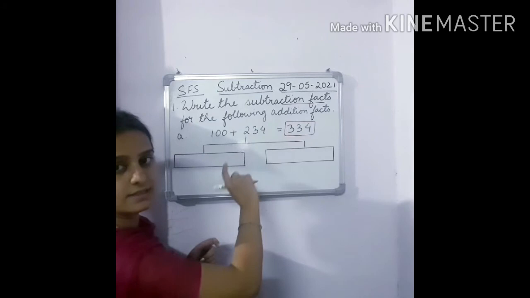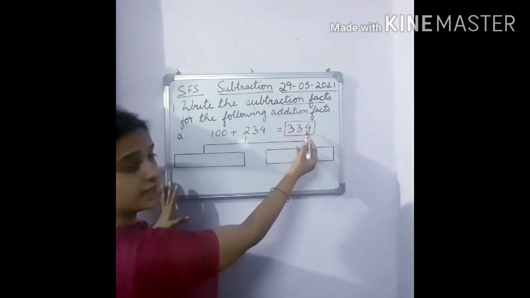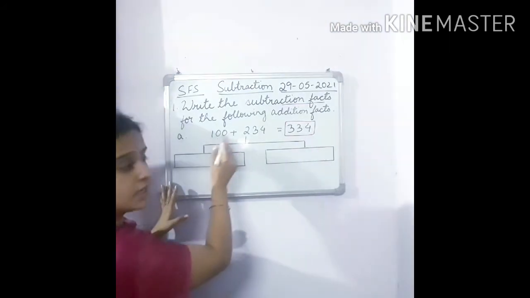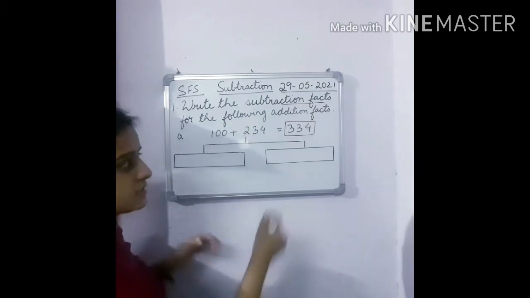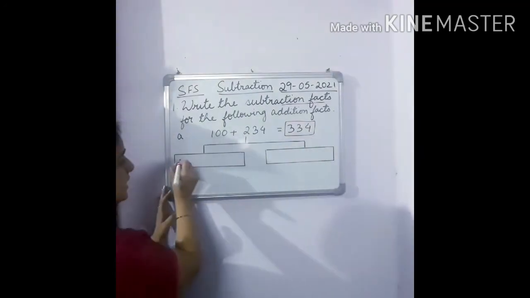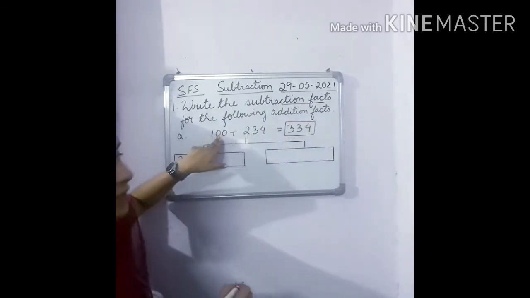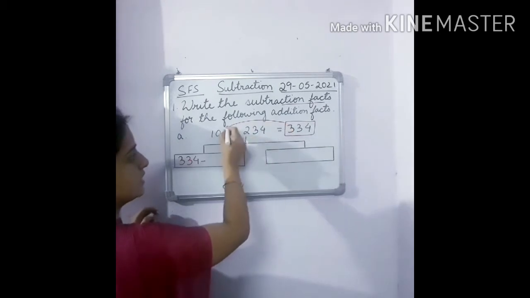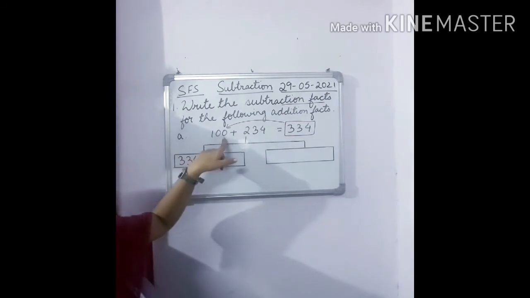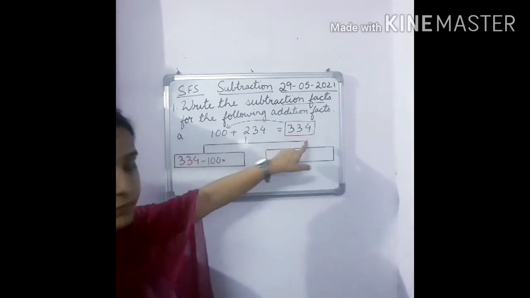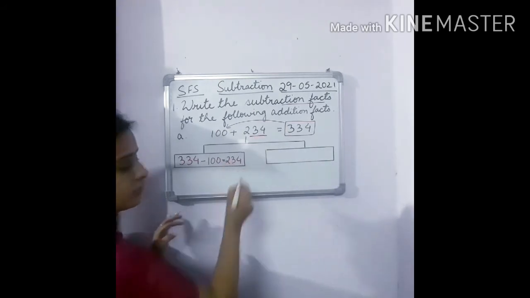The same applies to the second subtraction fact also. When you subtract 100 from the total 334, you will get the other part, that is 234. So let's see how to write it. What is the total, children? 334. So first we will subtract the minuend, that is the first number, 100. When we subtract 100 from 334, we get the number 234.